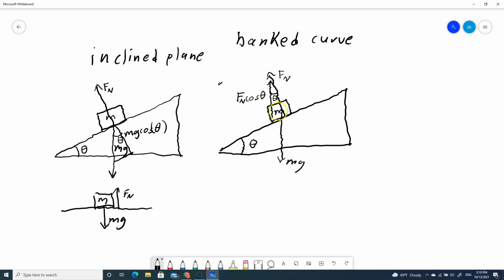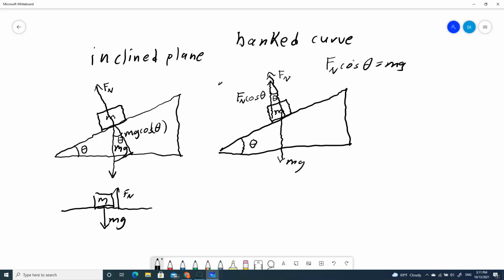This object remains at rest and does not shift vertically. So it remains at rest, and we'll just write right here that F_N cosine theta equals mg. And why is all of a sudden this force normal sufficient to keep this object up? Why does it have these components?